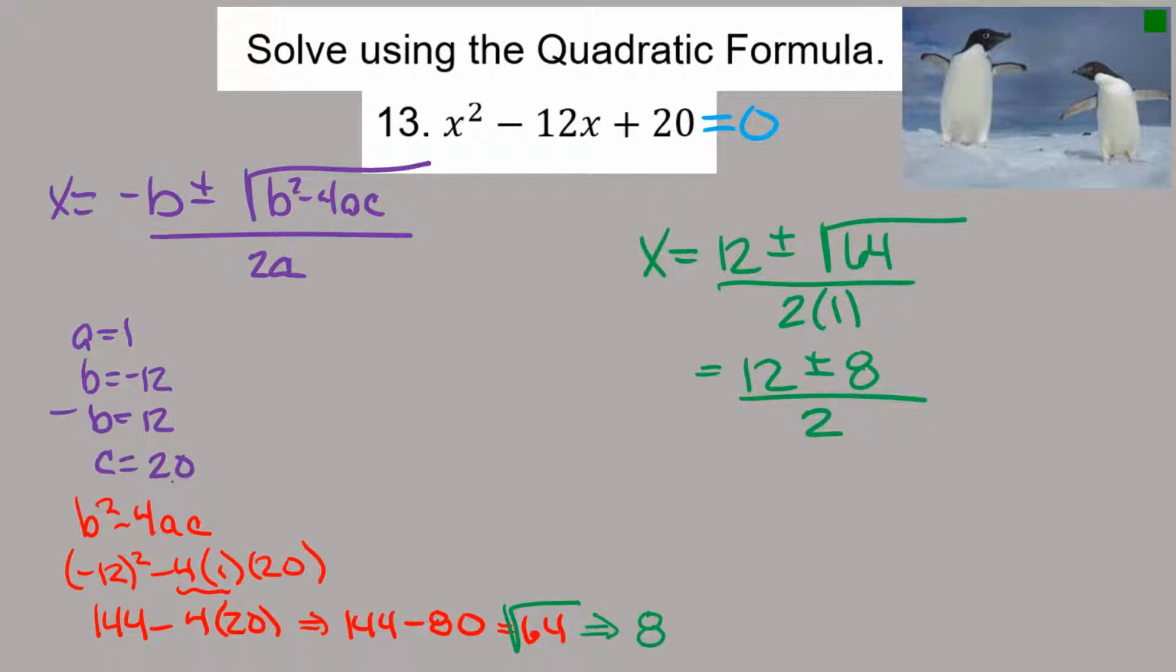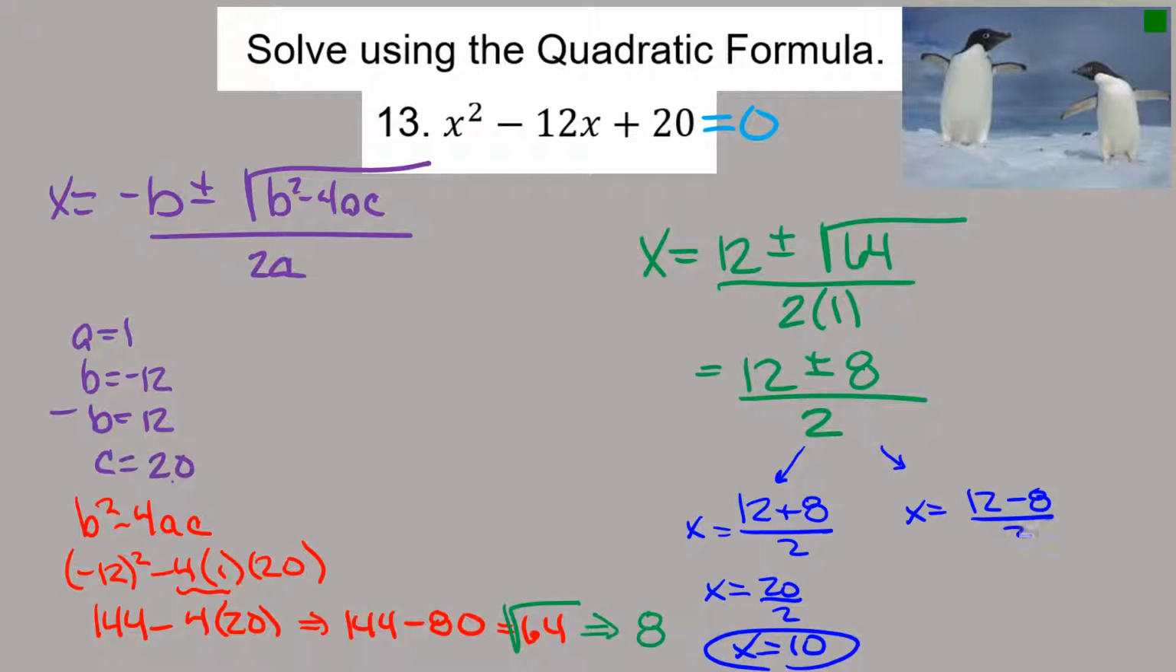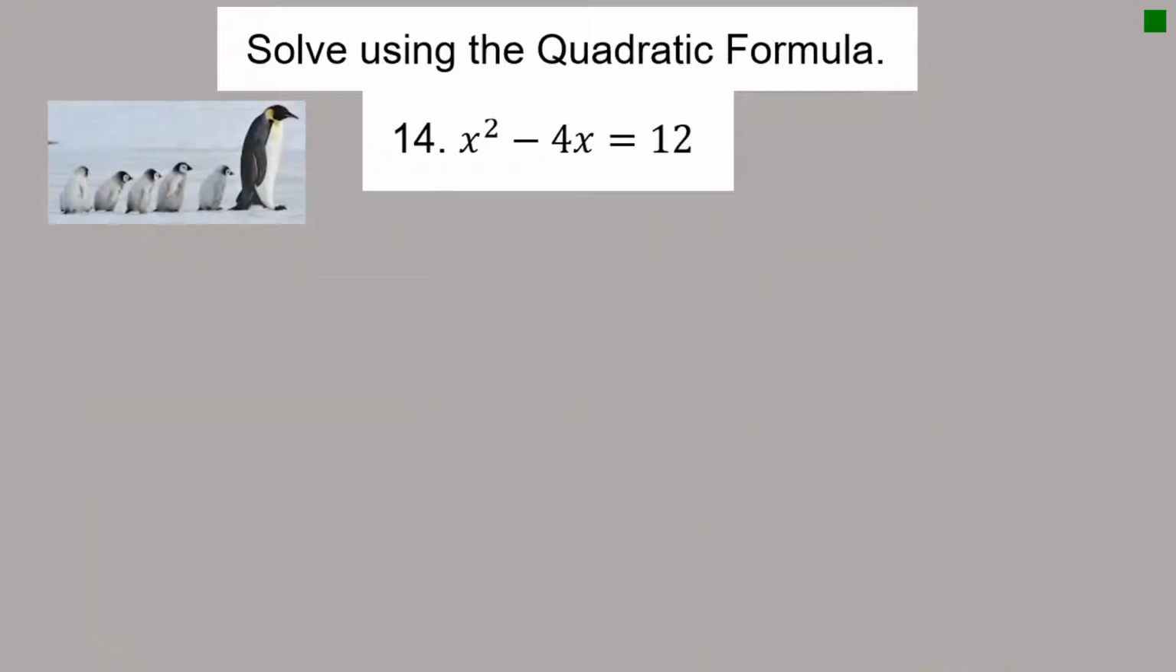So since there are no square roots left, we're going to do 12 plus 8 over 2, which is 20 over 2. So we find out x is 10. There's one solution. And we're going to do 12 minus 8 over 2. 12 minus 8 is 4, and 4 over 2 is 2. Remember, when we're finding the solutions, that's the same thing as the x-intercepts, zeros, roots. It's where it crosses the x-axis.